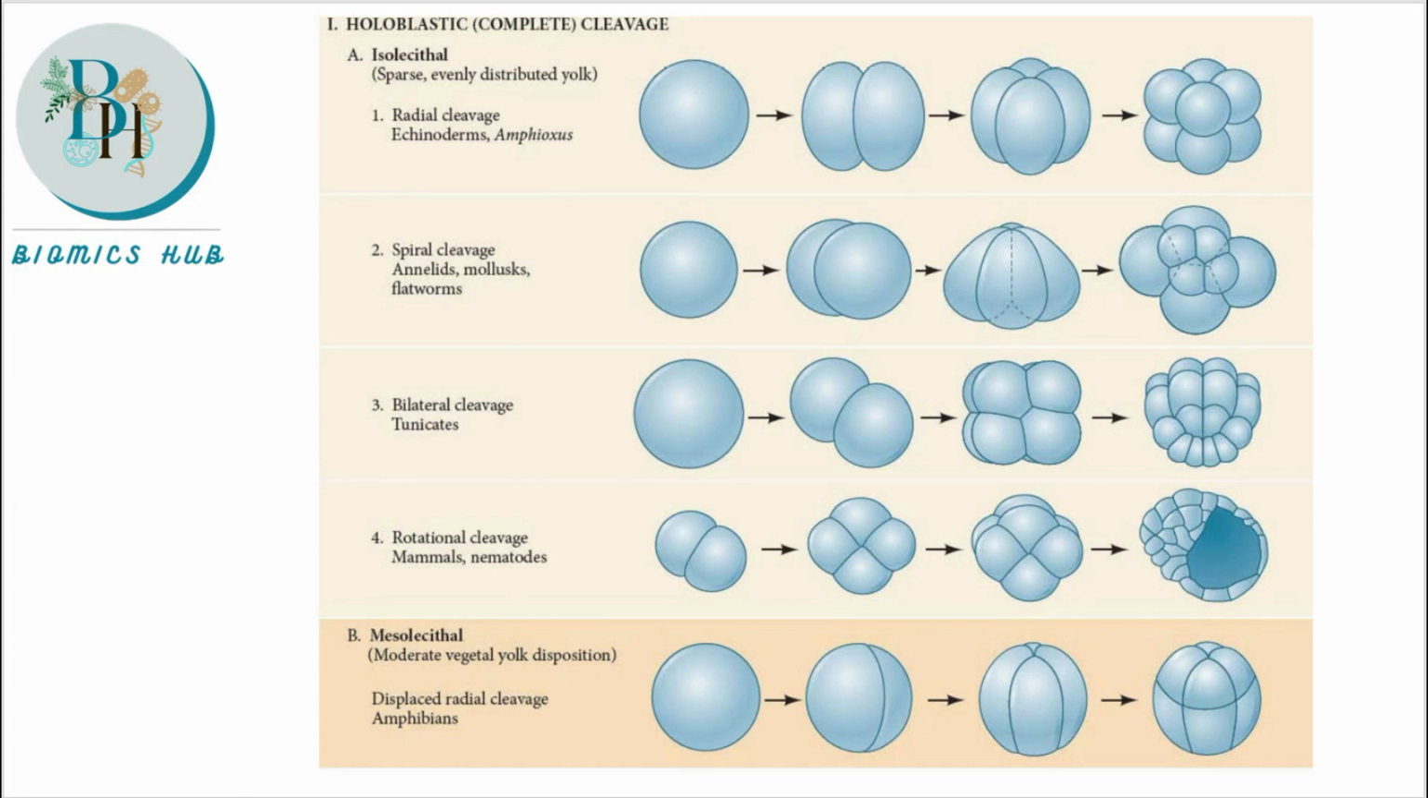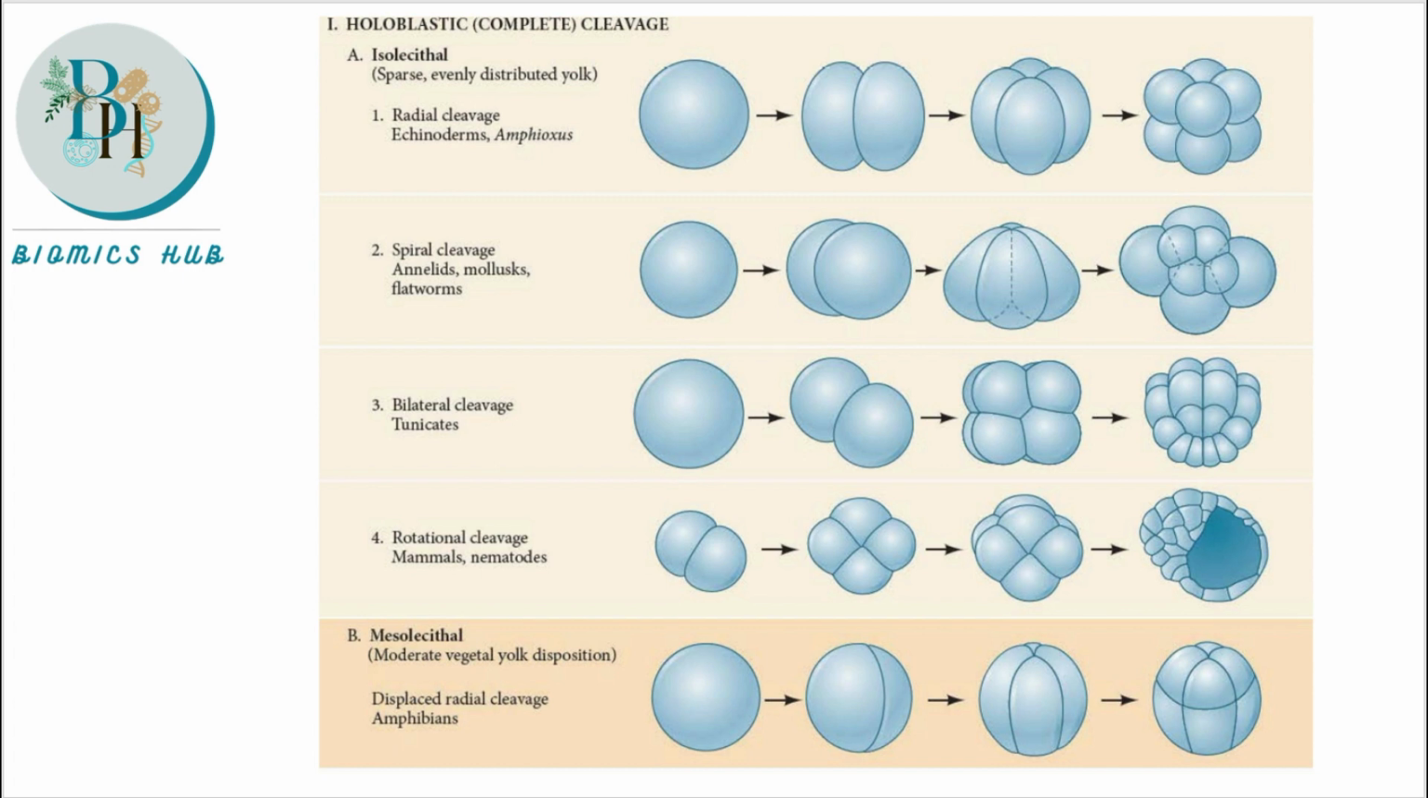Hey guys, in this video we will discuss the types of cleavage in the egg. In the egg there are two types of cleavage, the complete cleavage and the incomplete cleavage. The complete cleavage is the holoblastic cleavage, and the incomplete cleavage is the meroblastic cleavage. This classification is by complete or incomplete cleavage.